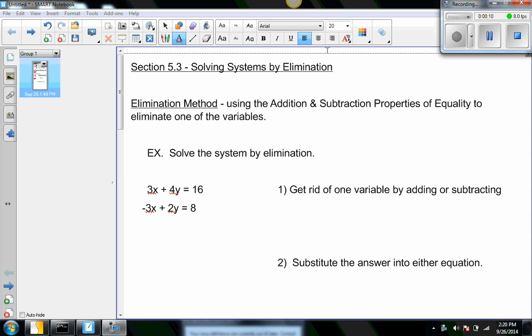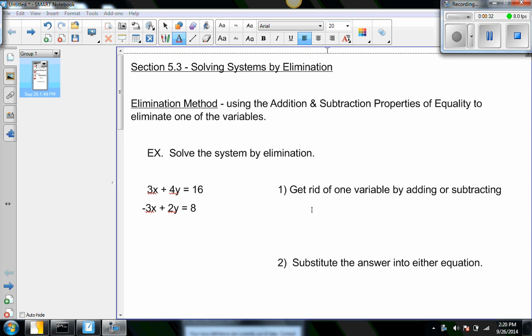And so the elimination method, we're going to use the addition and subtraction properties of equality to eliminate one of the variables. And this will make more sense here hopefully in a minute when I show you an example. So we're going to solve this system by elimination. 3x plus 4y equals 16, and 3x plus 2y equals 8.